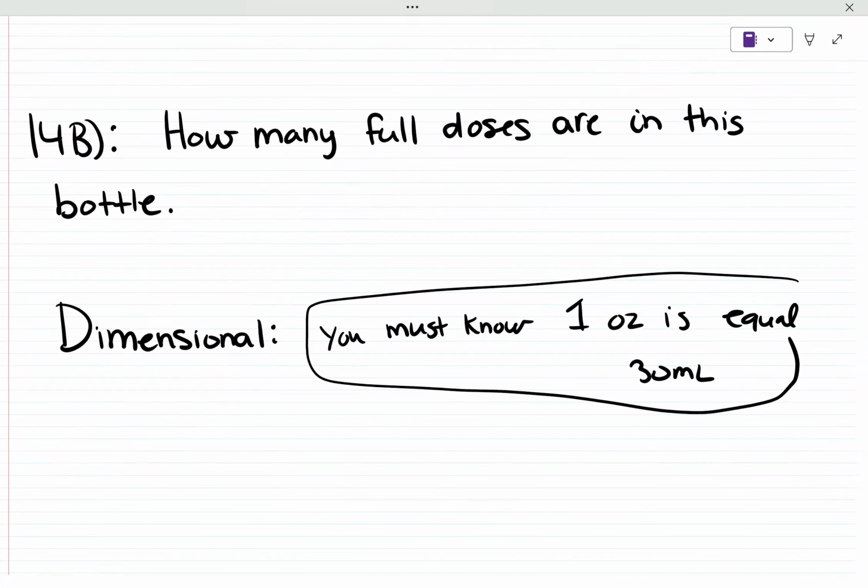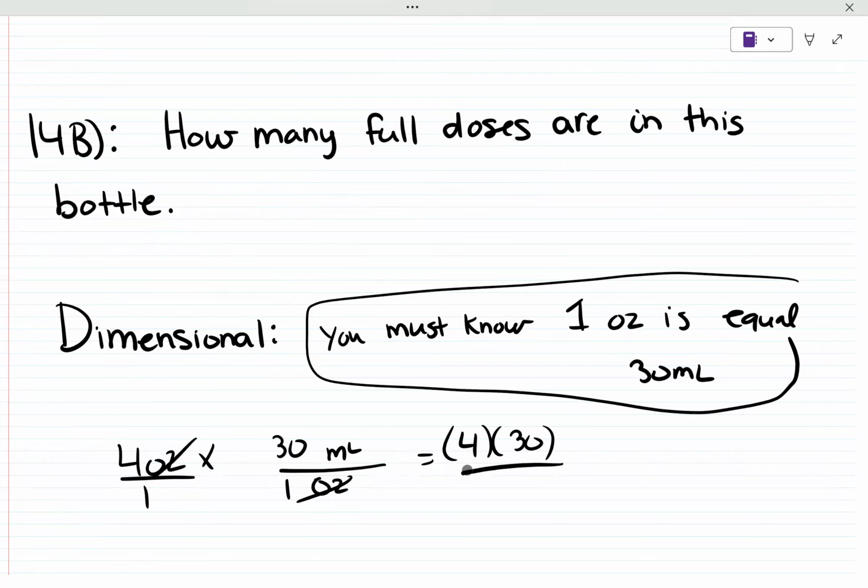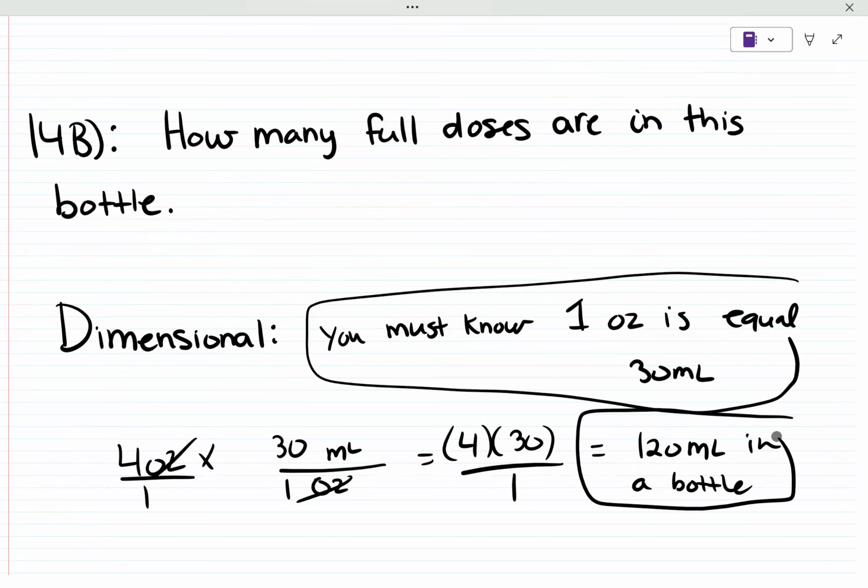So let's start with dimensional analysis. Start out with 4 ounces, and then put ounce on the bottom, milliliters on top. We just said that for 1 ounce, there's 30 milliliters. The ounce disappears. We're left with 4 times 30, which is 120 milliliters.